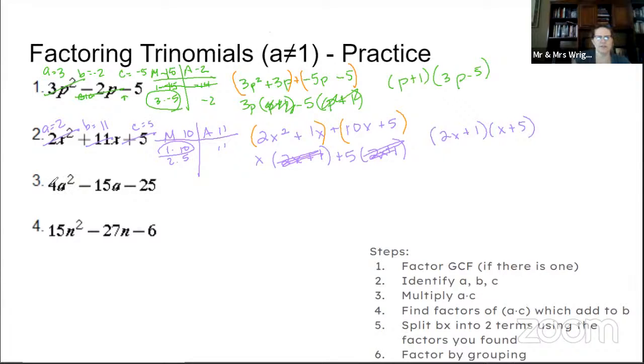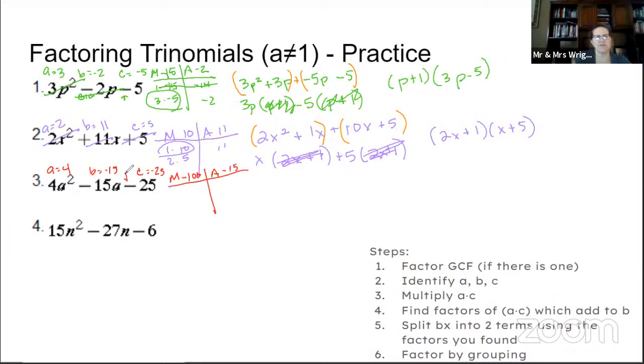All right, moving on. Greatest common factor, nope, no GCF. So A is 4, B is negative 15, and C is negative 25. Let's find something that multiplies to be negative 25 times 4. Well, if I had 4 quarters, that'd be $1. So it's negative 100, and adds to negative 15.